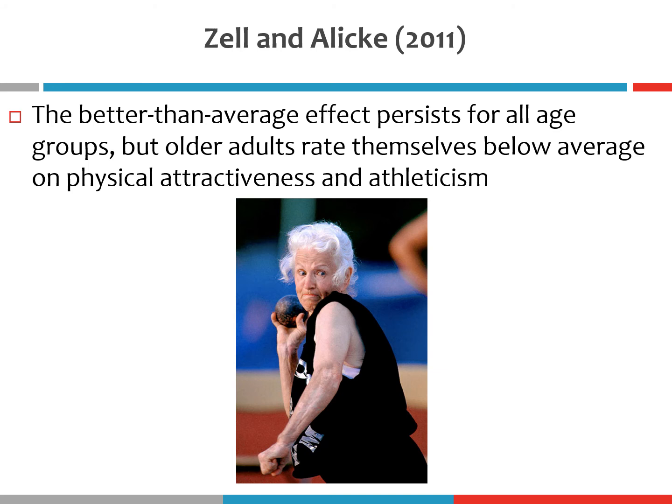So young adults and even middle-aged people still thought they were better than average on these characteristics. So older adults were the only ones that really were able to do a more honest or more realistic appraisal of themselves, right? So the better than average effect persists for all age groups, but older adults rate themselves below average on physical attractiveness and athleticism.